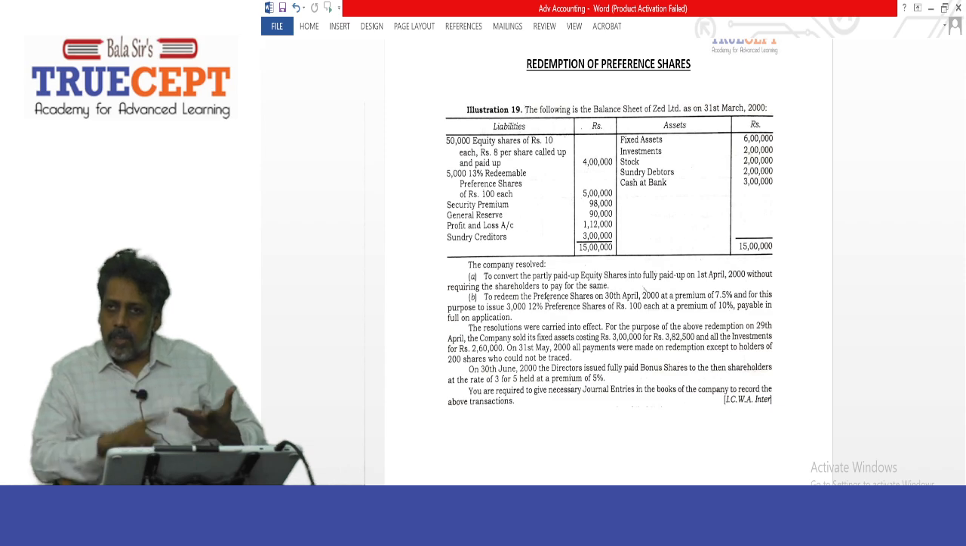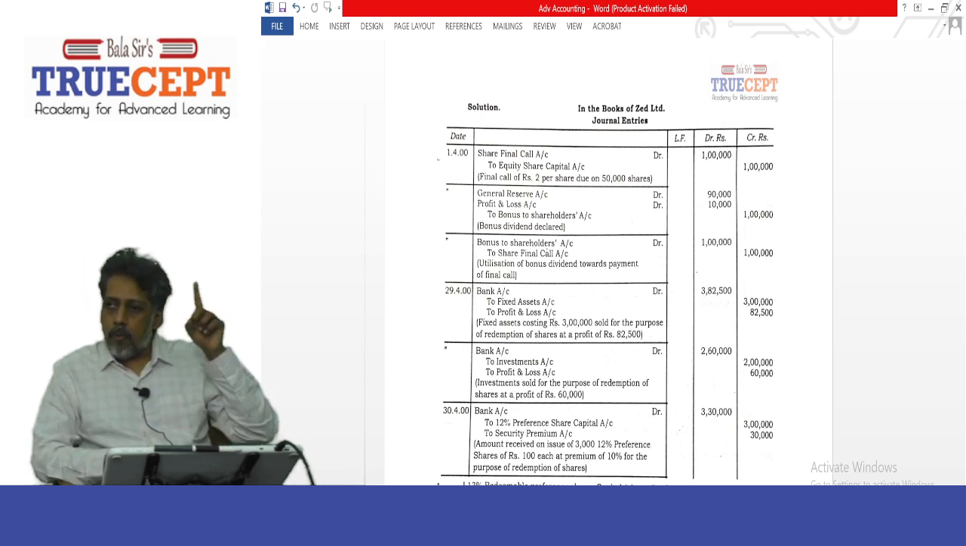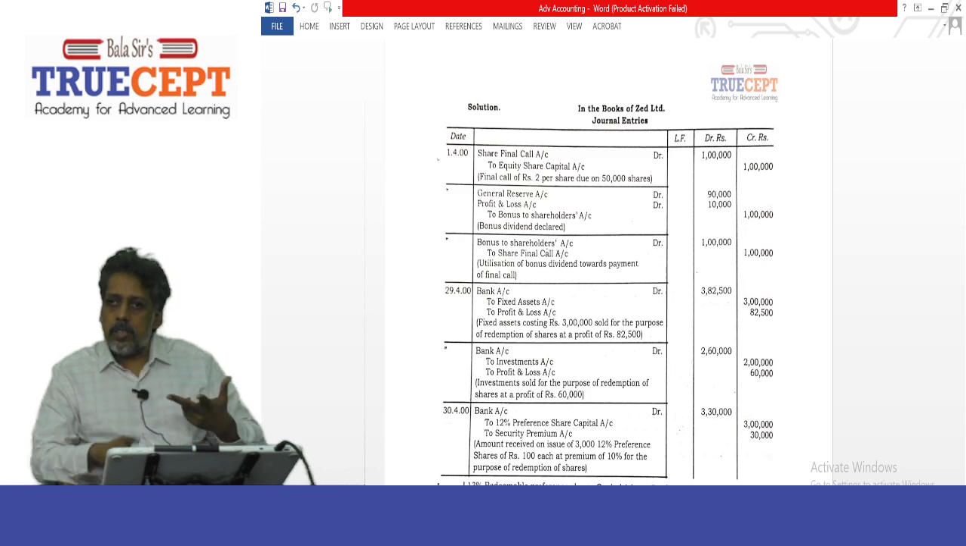Just see the first 3 entries that you see on the screen, which relate to conversion of partly paid shares into fully paid. The first entry is for making the final call: share final call account debit. If you want, you can write equity share final call. Share final call account debit, rupees 1 lakh, 50,000 shares into rupees 2, to equity share capital, 1 lakh rupees.